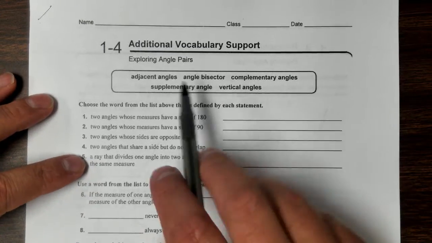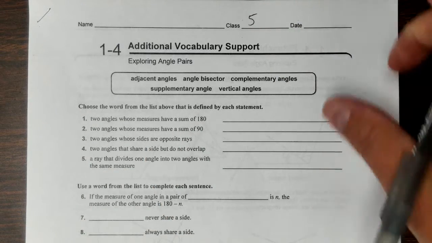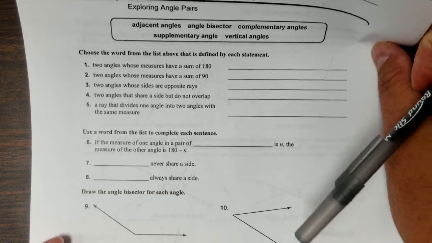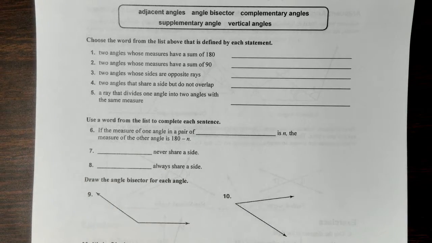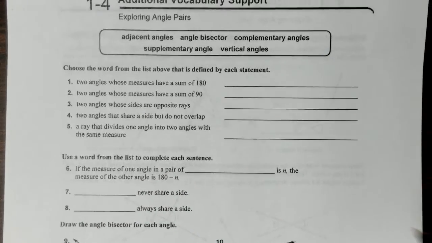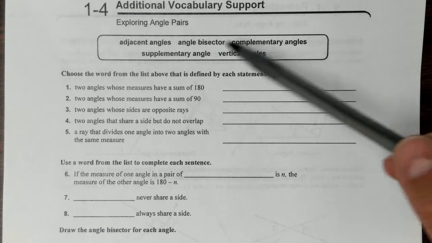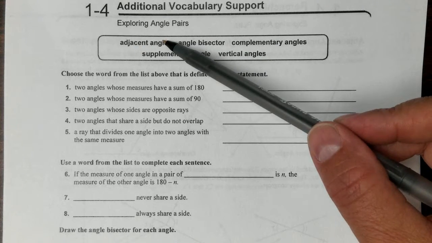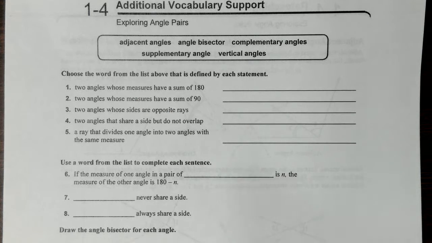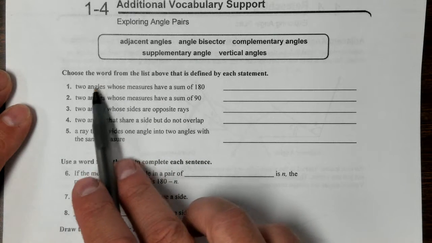Okay, so today we're working on the 1-4 vocab support. Make sure you put your class period, like 5 or whatever. So this part is in your vocab support. Remember, if you wanted to, you could have made a Quizlet with this and said, like, one of these is a term, and then on the back of it put the description. So if you're into Quizlet, you can always use that. I'm just using this worksheet for now.